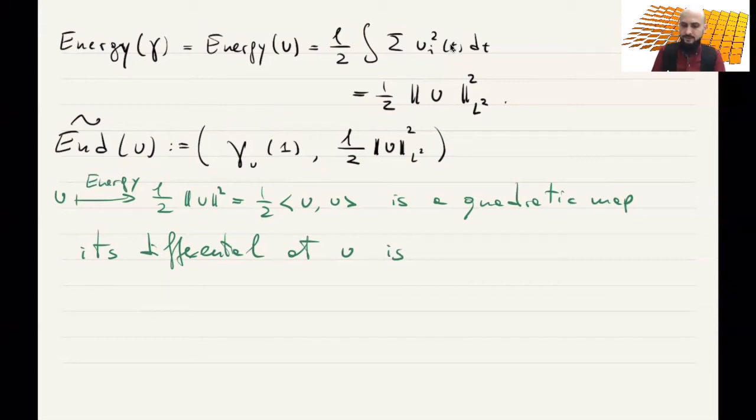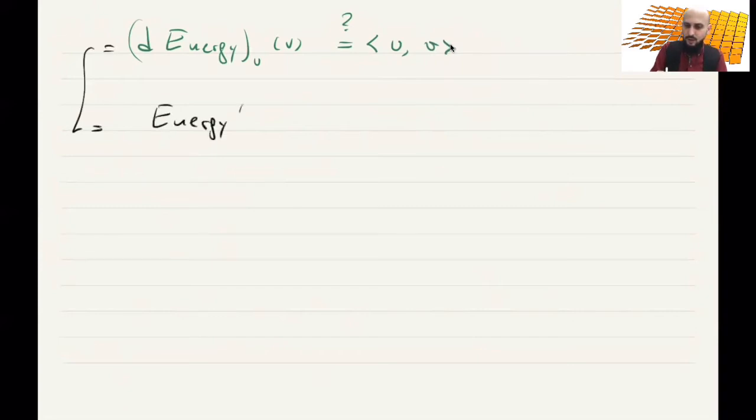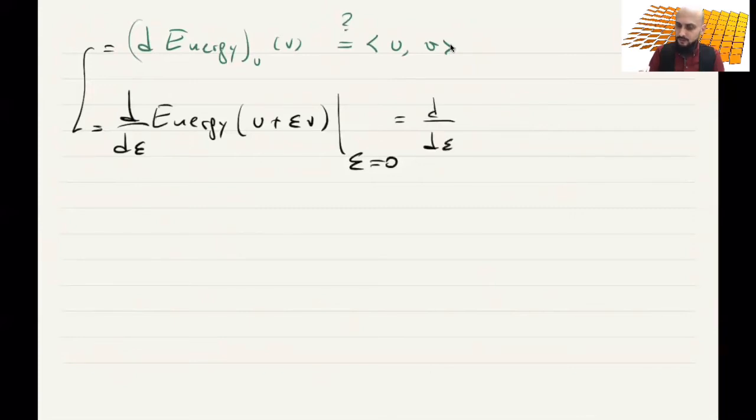I claim that the differential of the energy at u applied to v is the scalar product between u and v. Why is this so? By definition, we have to consider the energy of u plus epsilon v and take the derivative in epsilon for epsilon equal to 0. Let's write this. The energy, as we said, is 1/2 the scalar product of u plus epsilon v with itself.